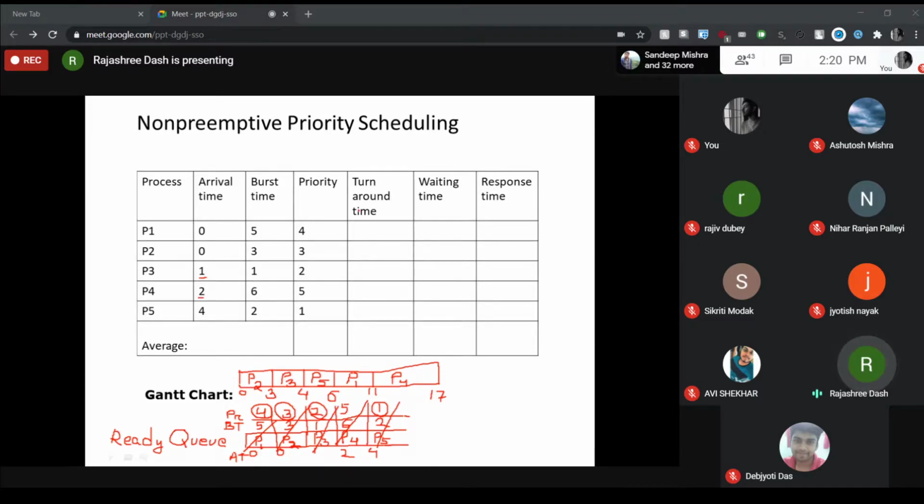Now let's find out the turnaround time. What will be the turnaround time for P1? What is the formula for turnaround time? Finish time minus arrival time. So what will be the turnaround time for P1? Look at the Gantt chart and tell me.